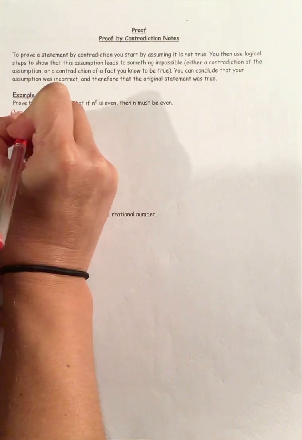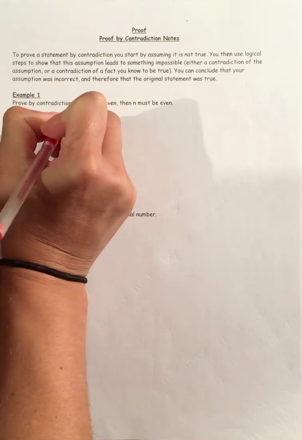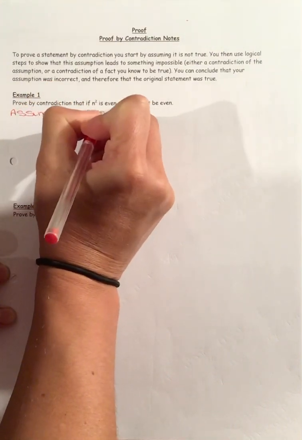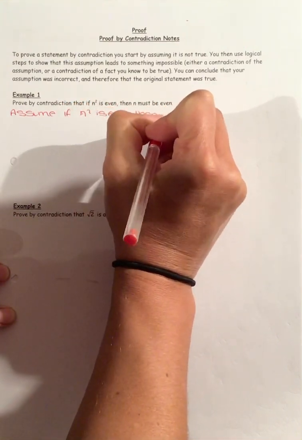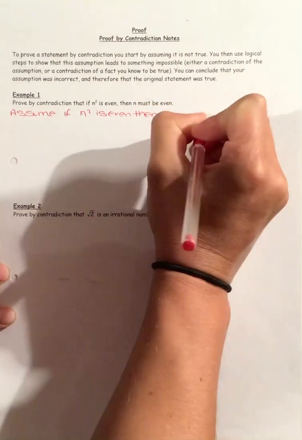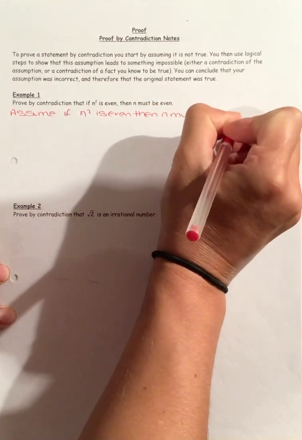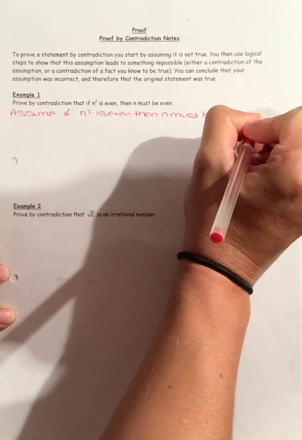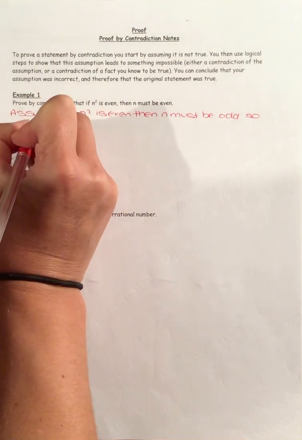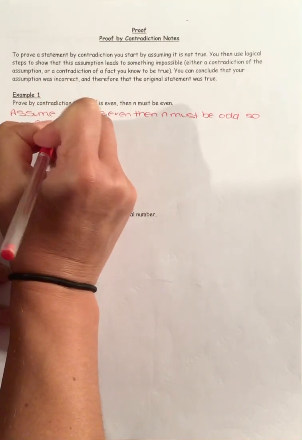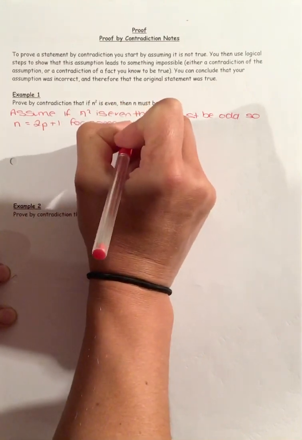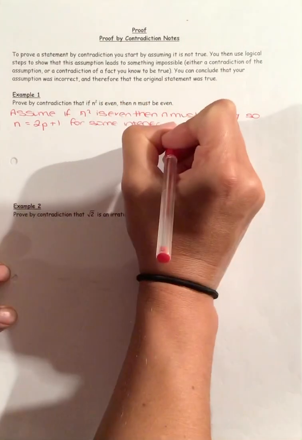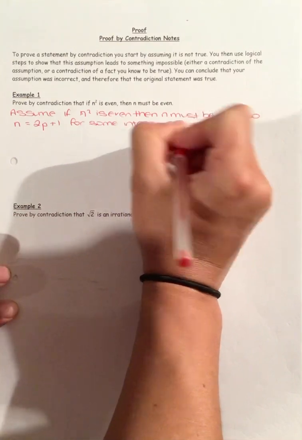So assume, if n squared is even, then n must be odd. And if n is odd, then we can write n as 2p plus 1 for some integer p. 2p would be even, so 2p plus 1 would be odd.